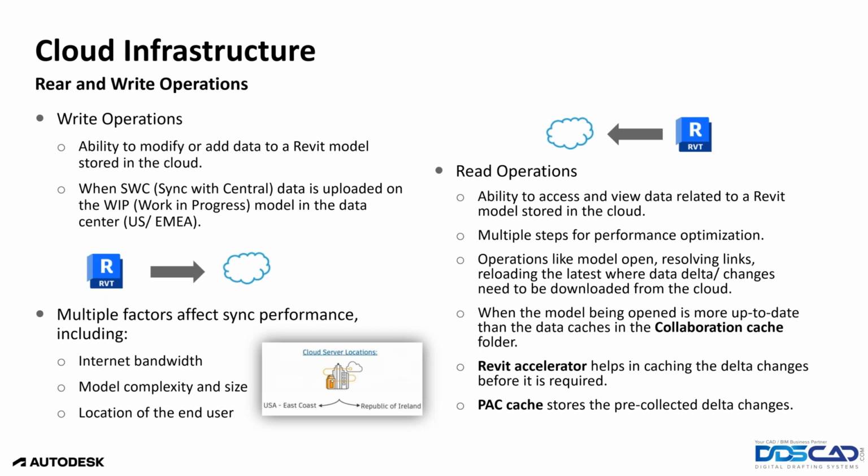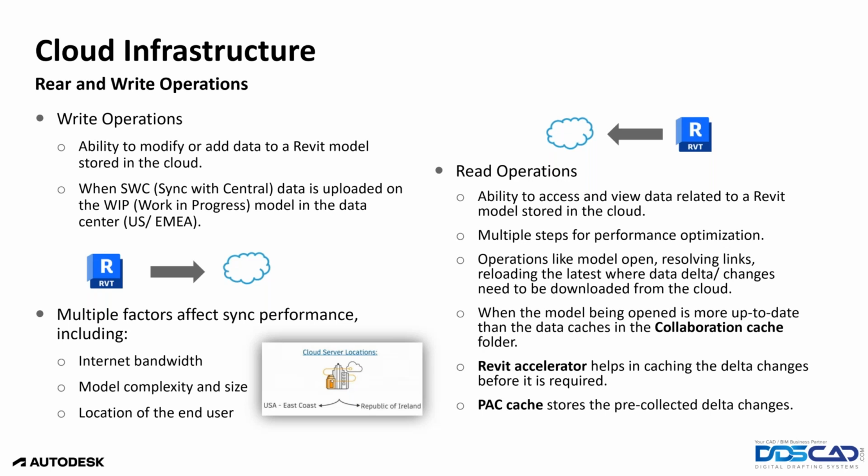We'll talk about the data centers in just a second, but basically that data is being uploaded to where that file is stored in the cloud, right? It's a cloud location. Let's jump over to read operations first. A read operation is essentially the ability to access and view data related to a Revit model stored in the cloud itself. Just like we were writing in the write operation, the read operation is what's going to read down from the cloud.